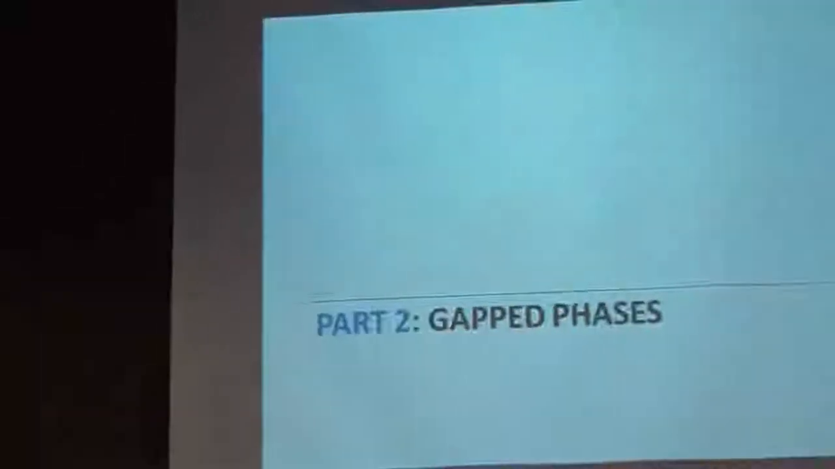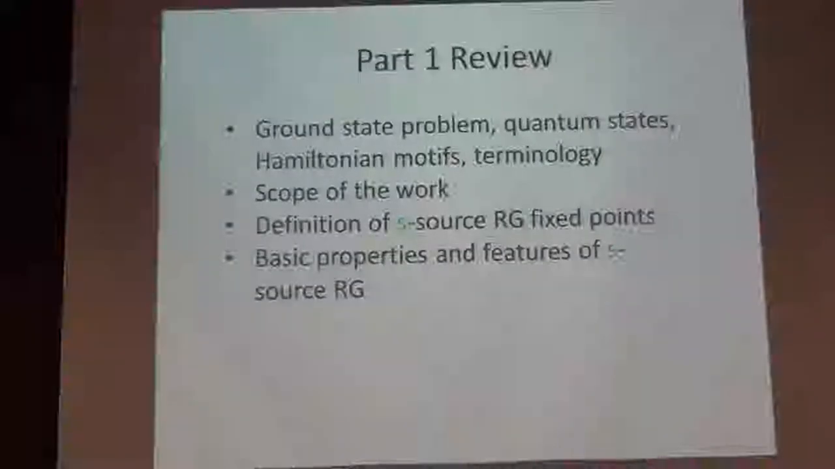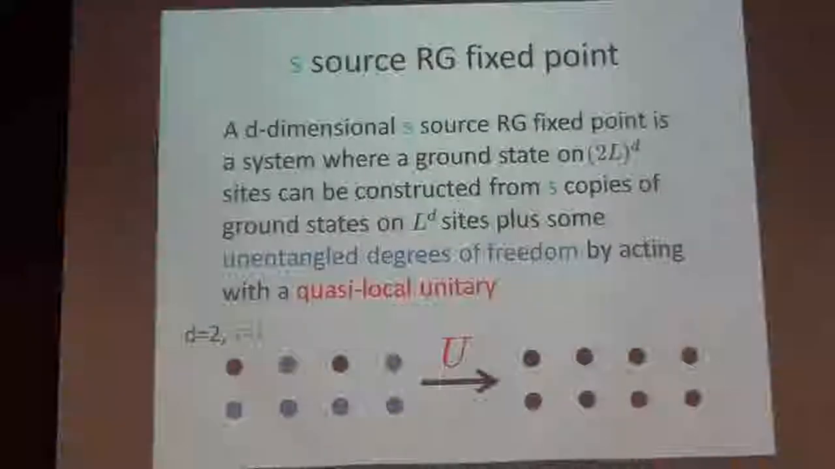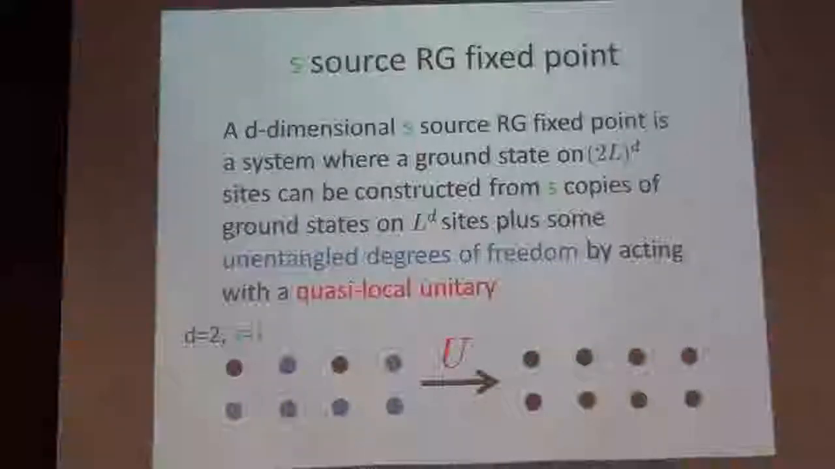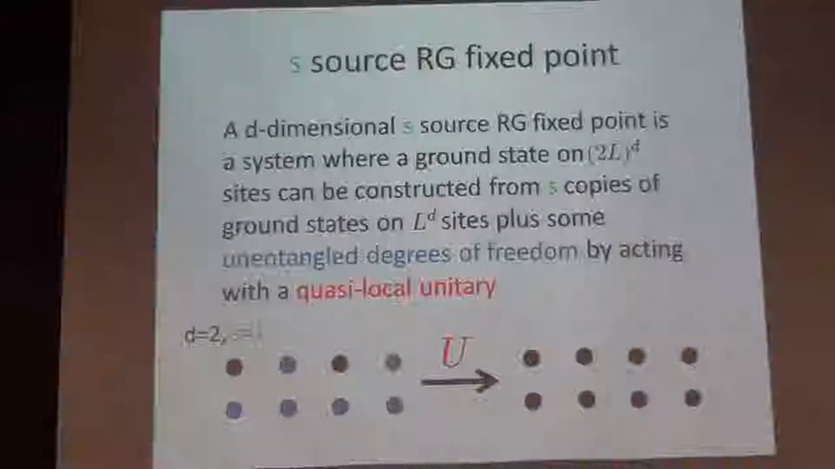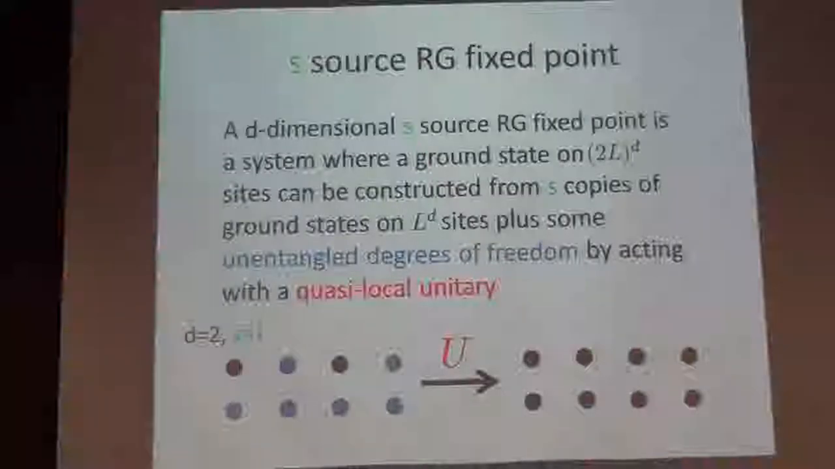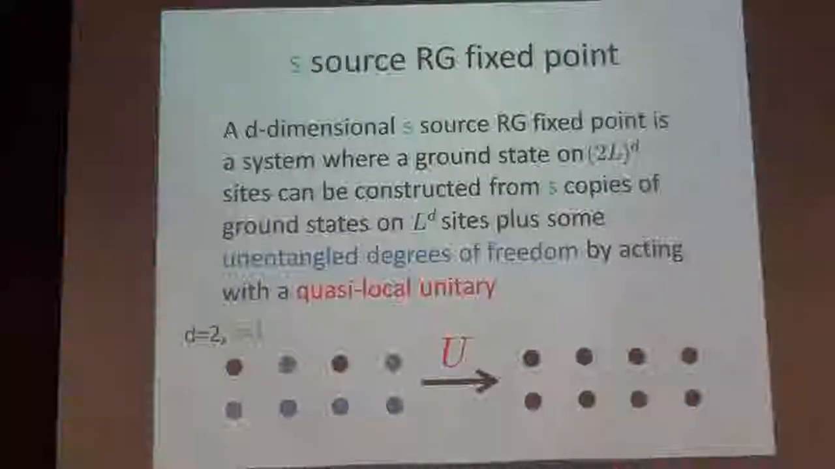Yeah, so in the second part of the gap story, we're going to get into the more interesting case of topological states. But just to remind you very quickly, that's part one. We had this definition where I have a family of wave functions of different sizes, and if they're related in a certain way, then I call it an S-source RG fixed point. And so far we've been talking about the case of S equals 0, where I can make the entire state at any size from a product state. And now we're going to talk about the case of S equals 1.